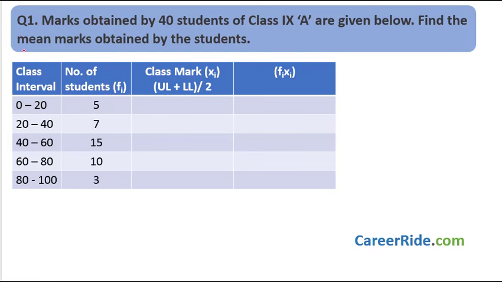Okay, coming to question number 1. Marks obtained by 40 students in class 9th A are given below. Find the mean marks obtained by the students. So this is a table given to you where the marks of the students are given.